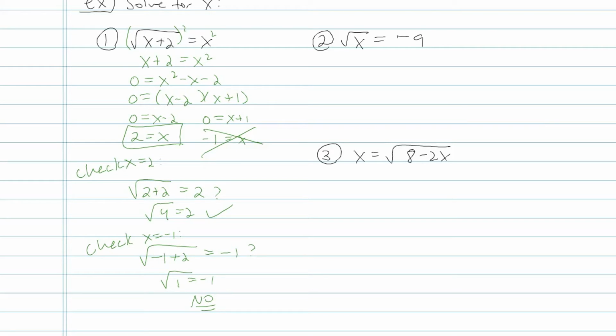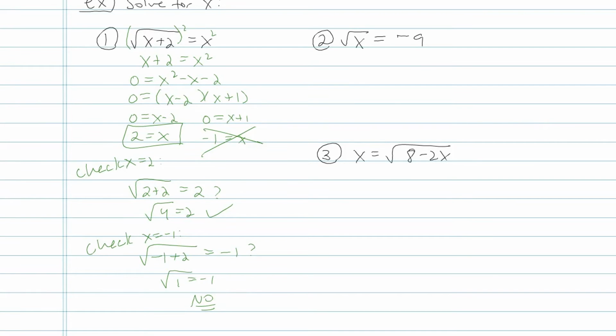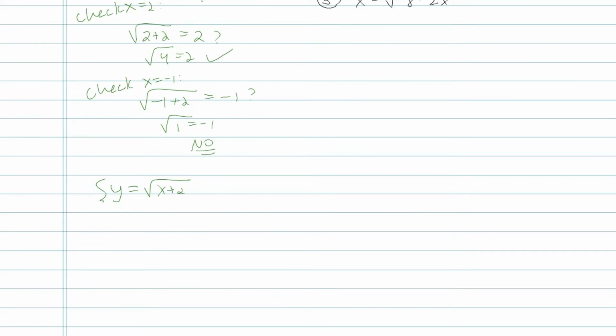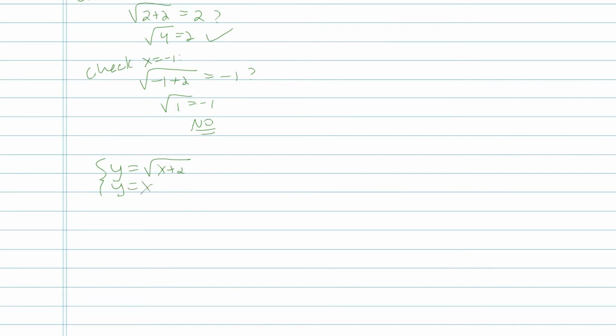I could also check this graphically. I could graph y equals square root of x plus 2, and I could graph y equals x and find where those lines cross. I'm going to do that one really quickly. y equals square root of x plus 2 is a square root graph that looks like this, only shifted over to the left, so it looks like that. And then y equals x is this diagonal line that goes through the origin. So you can see that those guys only cross in one place. They just cross right here, which is, I didn't use graph paper, but that's x equals 2. Nothing happens when x equals negative 1. See, they're not even close to each other.